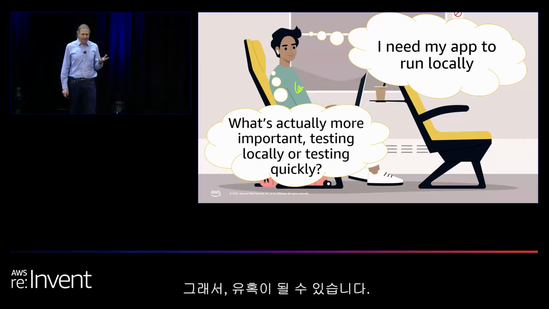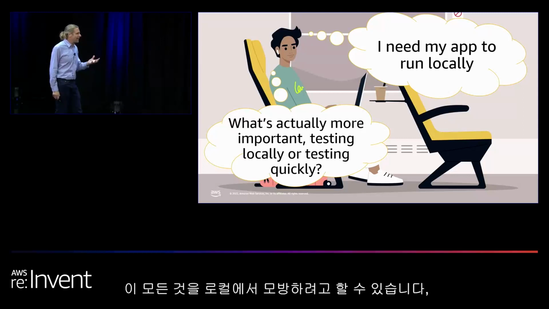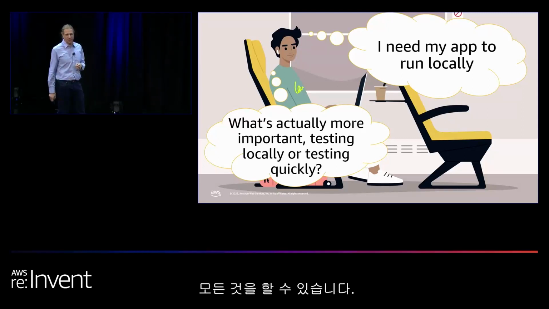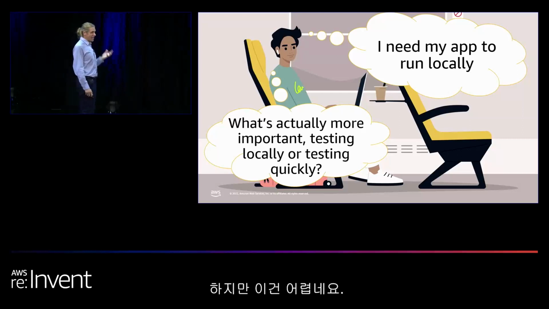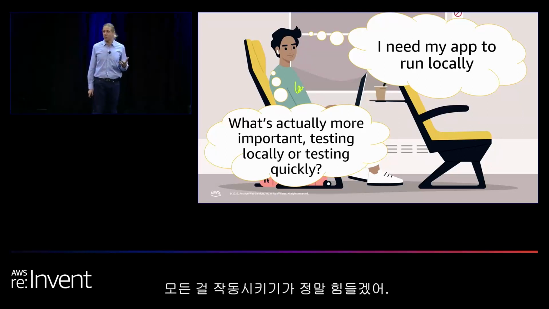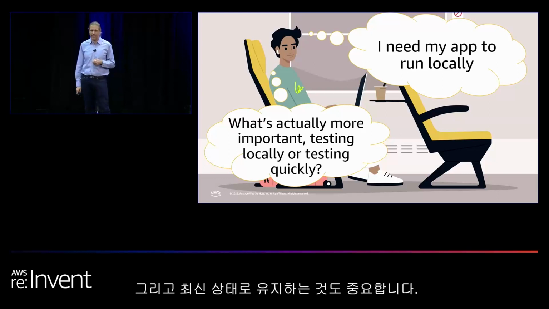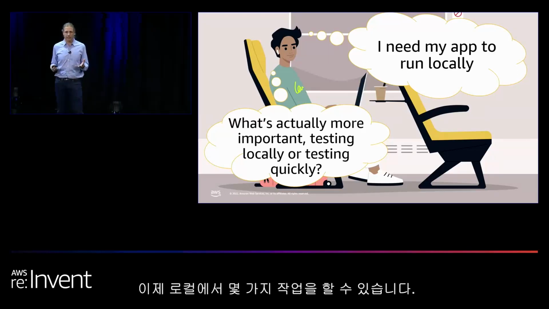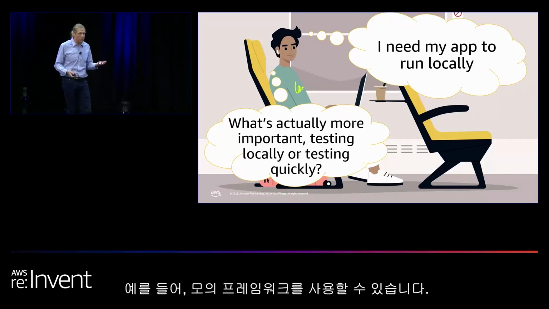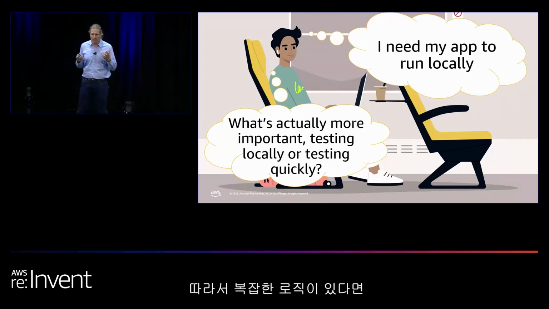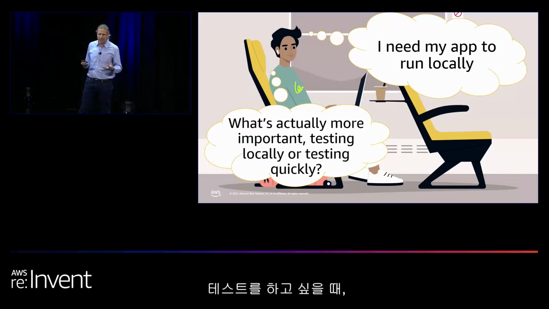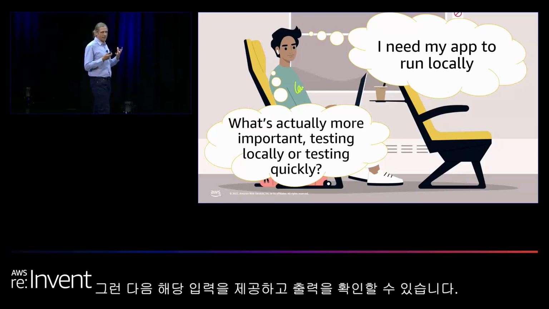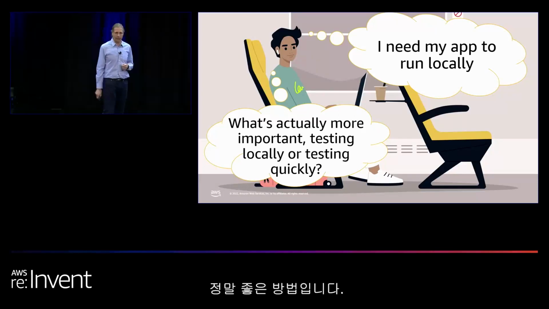And so it can be tempting to try to emulate all these things locally, to build all these services locally on your laptop so you can do everything. But this is really going to be hard, to get everything working and, critically, to keep things up to date. So try to avoid doing this if you can. Now, locally you can do some things. Sparingly, you can use some mock frameworks, for example. If you've got some complex logic and you want to test it, you can mock your payloads, provide that input and check your output, and that's a really good thing to do.